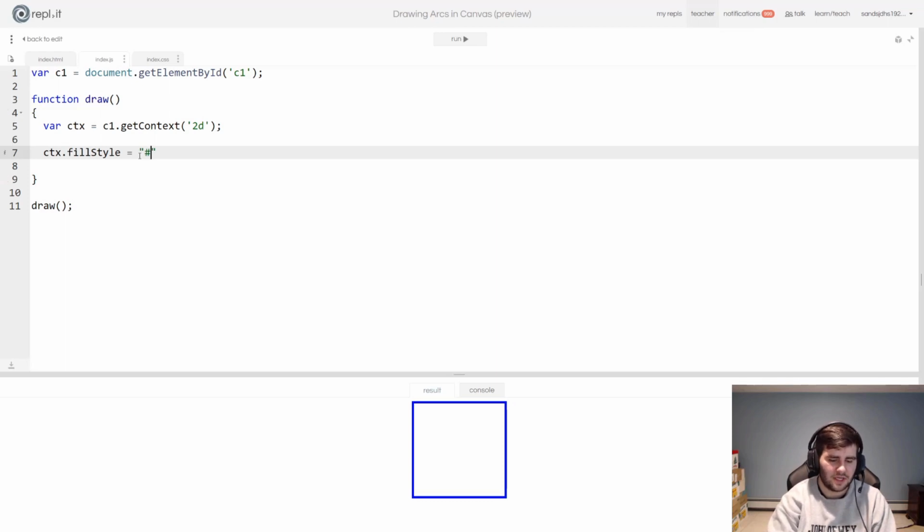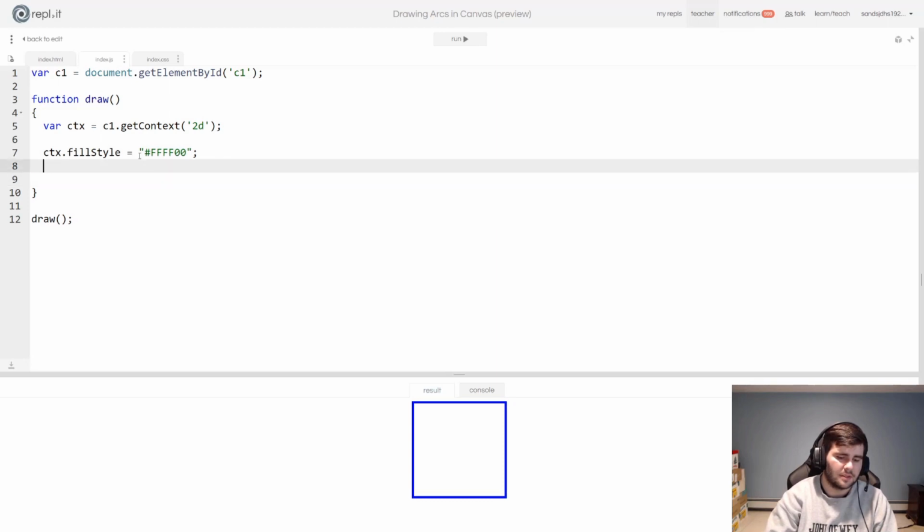So fillStyle. Let's go a little silly. I'm going to set it to yellow, and let's say ctx.strokeStyle. The default is actually black.